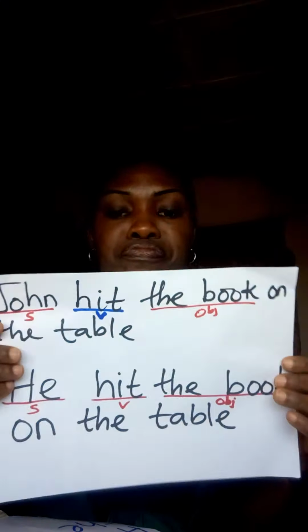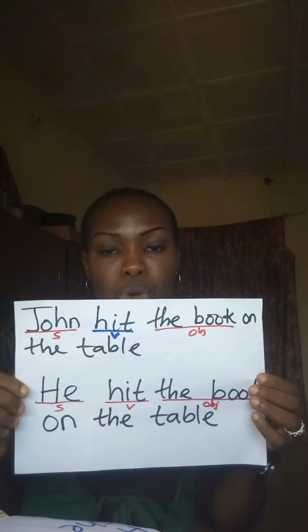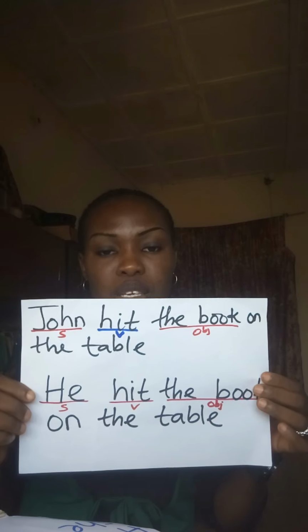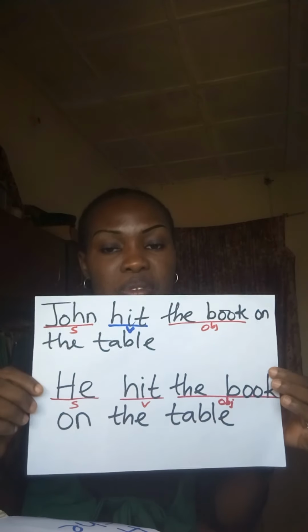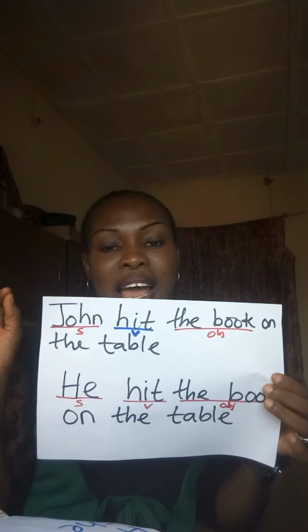Let me show you some examples. I have this example: John hit the book on the table. First of all, let's identify the action. The action taken in this sentence is the action of hit. Someone hit something. So who performed the action of hit? John. So John is the subject of this sentence. And who received the action of hitting? It was the book that was hit, and the table becomes the agent. We're not talking about that. We're talking about subject and object. John is the performer of the action of hit here, while the book is the receiver of the action.